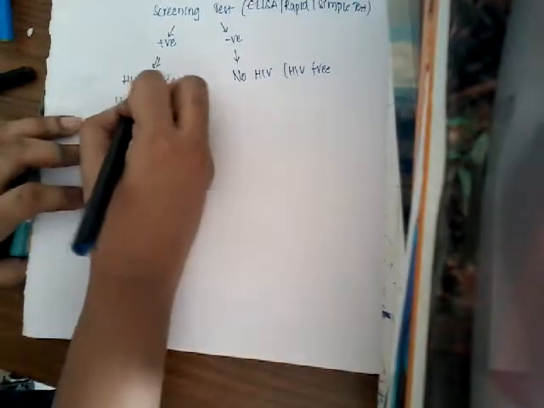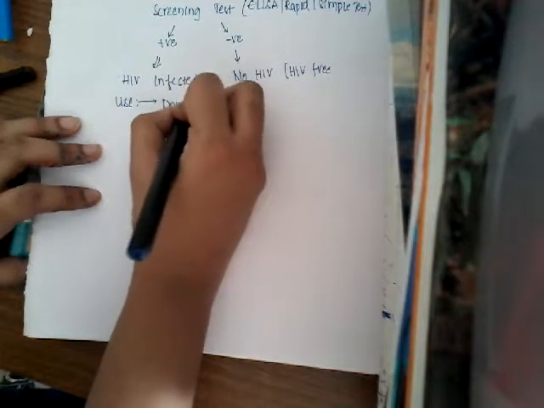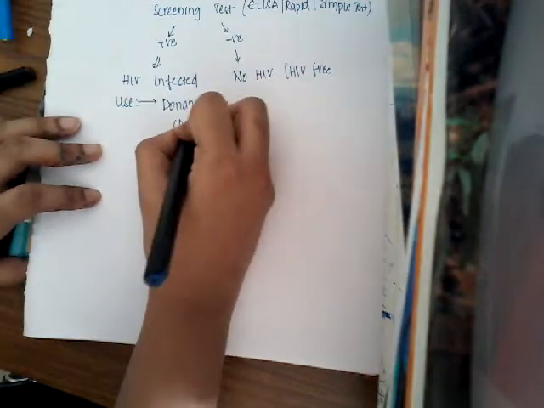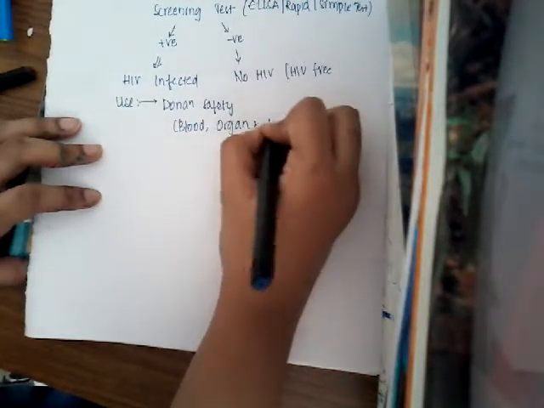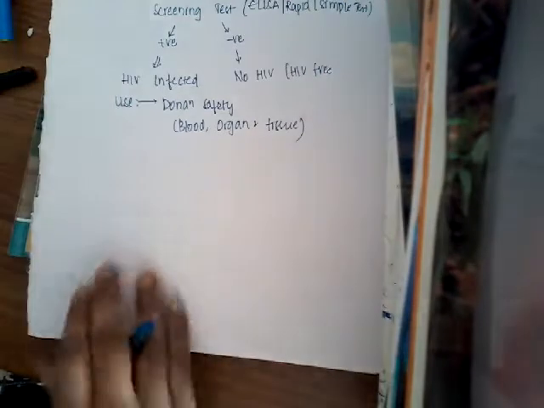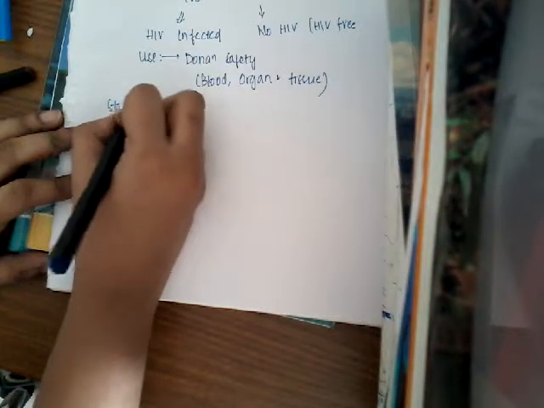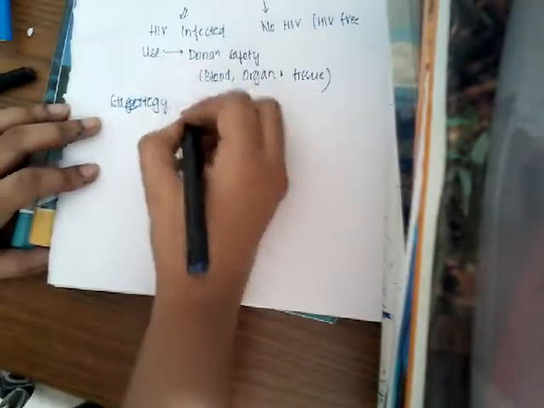What is the use of this strategy 1? It is for donation safety. It is mainly used for screening blood, tissues and organs. So this is strategy 1, which is for donation safety. The second thing is strategy 2. Strategy 2 is divided into 2 types, strategy 2A and strategy 2B.